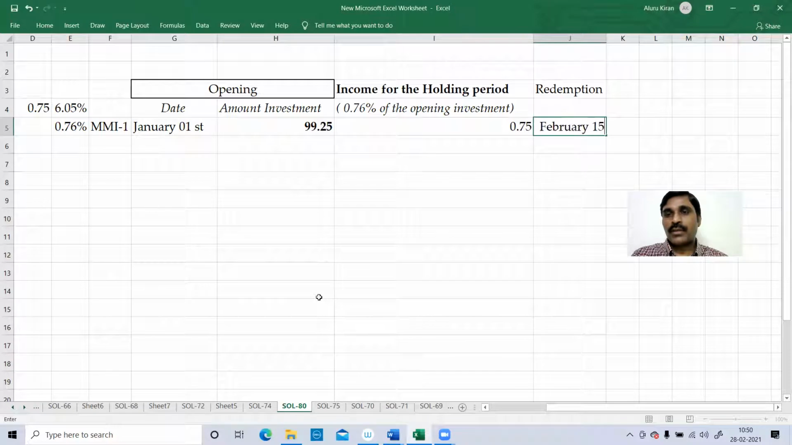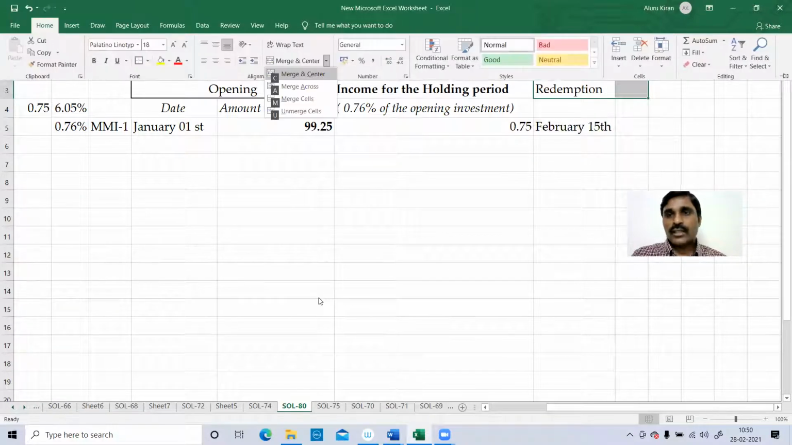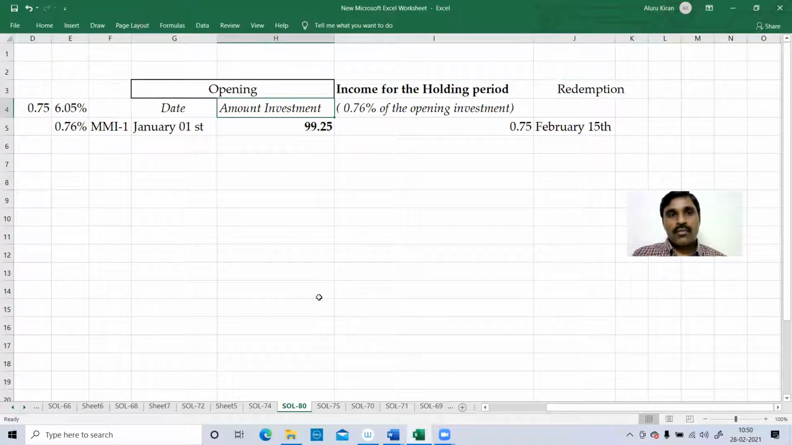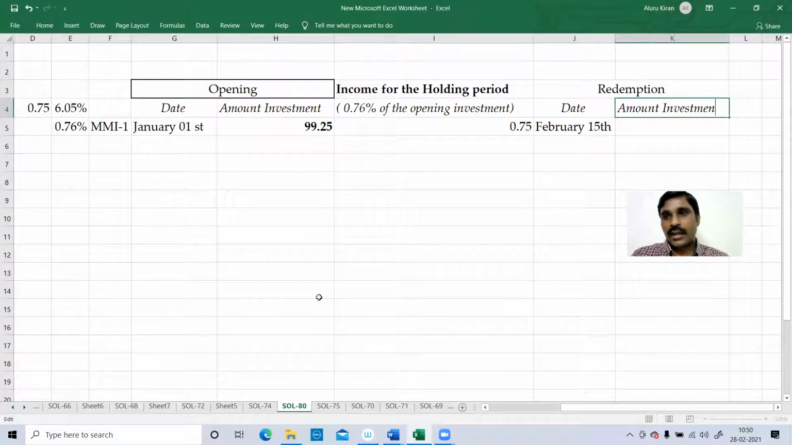February 15th, because now it matures in only 45 days. Okay, so what is the date and the amount? Date and redemption amount obtained. So how much will I obtain?